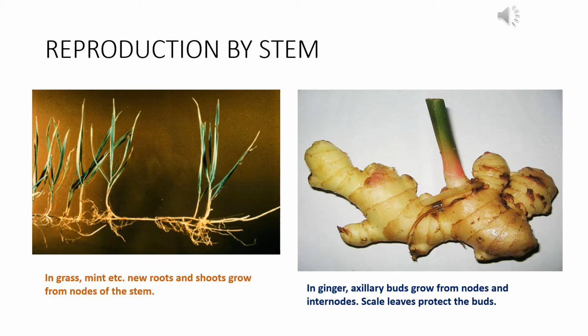In the case of ginger, axillary buds grow from the nodes and also the internodes. Now the buds are protected in the nodes and internodes by some paper-like structures which are called scale leaves. The scale leaves function to protect the germinating buds, and from these buds which are present at the nodes and internodes, new plants grow.